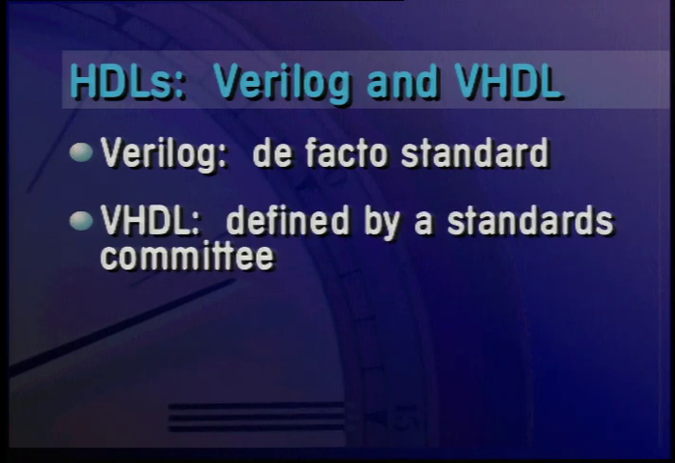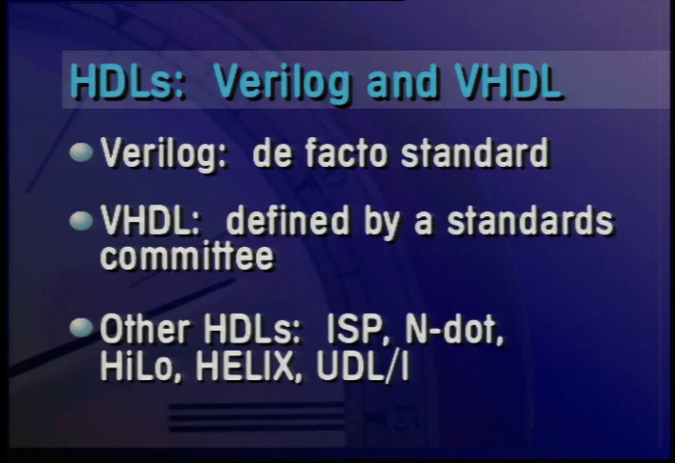VHDL was defined by a standards committee over the course of about a decade. It was designed to be vendor-independent, has many characteristics in common with Ada, and it is IEEE standard 1076. There were other HDLs before them. ISP, defined by Bell and Newell in 1971, is widely recognized to be the first. Other early languages were NDOT, HILO, and Helix. There are others in use today, like UDLI.